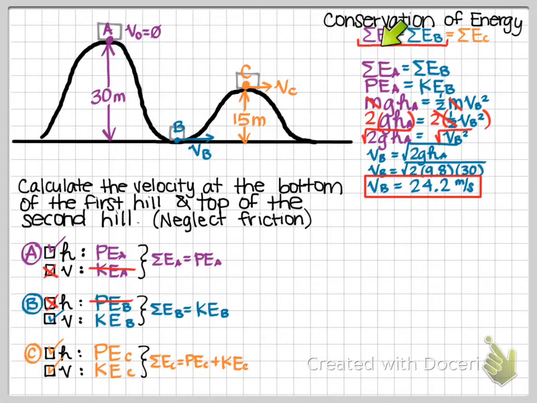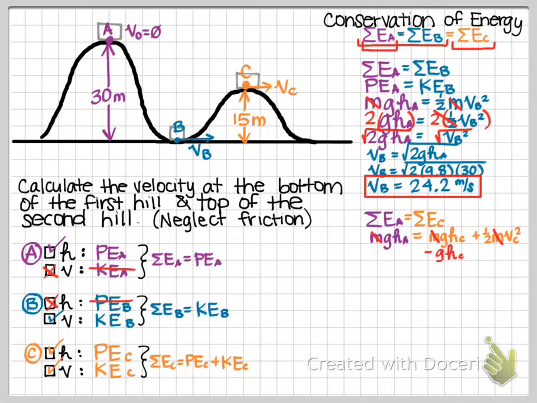Okay, so to do this, I know that my total energy at A is equal to the total energy at C, so we can write this out. Total energy at A equals total energy at C, and now we'll do the same thing we did up here. I'm going to plug that stuff in. My total energy at A is the potential energy at A, and the total energy at C is the potential energy at C plus the kinetic energy at C. Okay? All right, again, your masses will cancel.